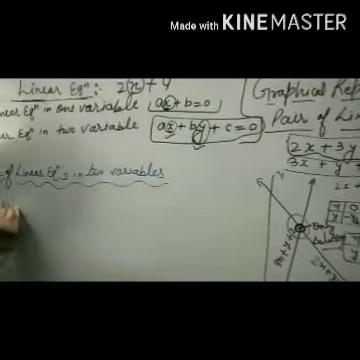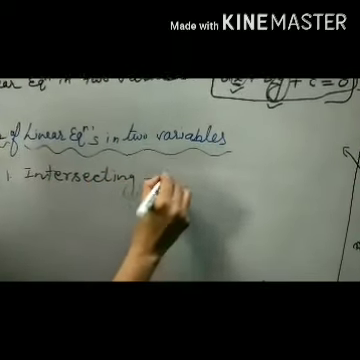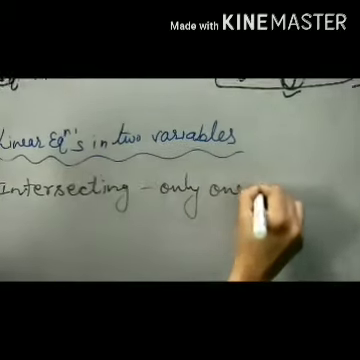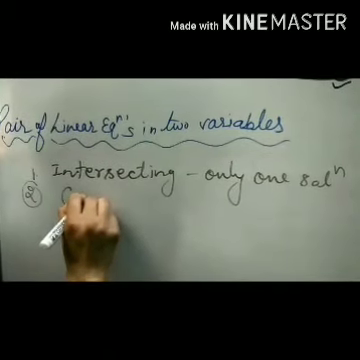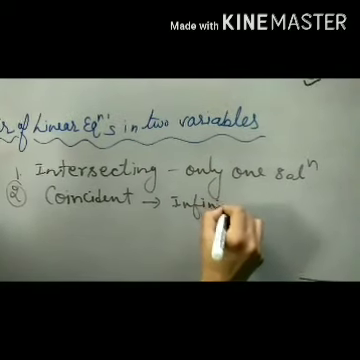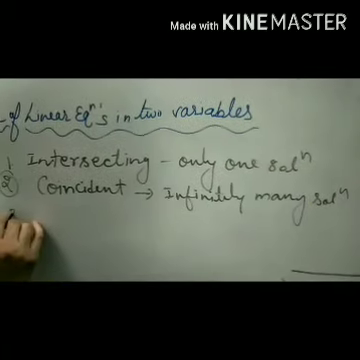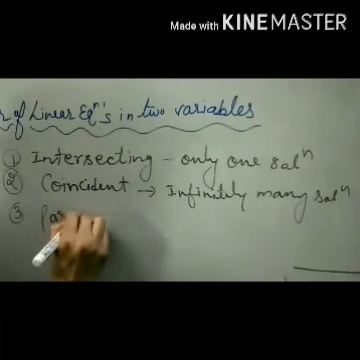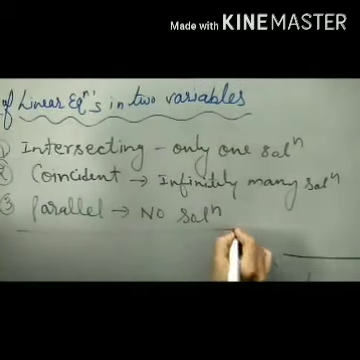So totally we have three cases here. The first case is intersecting. If both the lines intersect, then we have only one solution. Second, if both the lines are coincident, then we have infinitely many solutions. And if these two lines are parallel to each other, then there will be no solution. Understood, students?